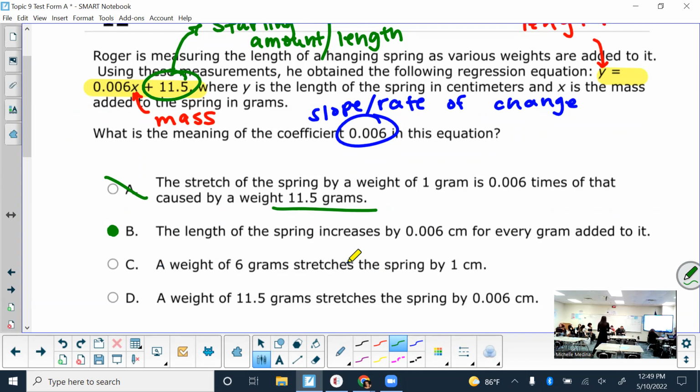So the weight of 6 grams stretches the spring by 1 centimeter. Is that it? No, that's not even the same number. A weight of 11.5 grams stretches the spring by 0.006. Again, the 11.5 should be length, not weight. So the answer is B. So slope is always like rate of change. Make sure you can figure out what x and y represent, and you should get it on the test.